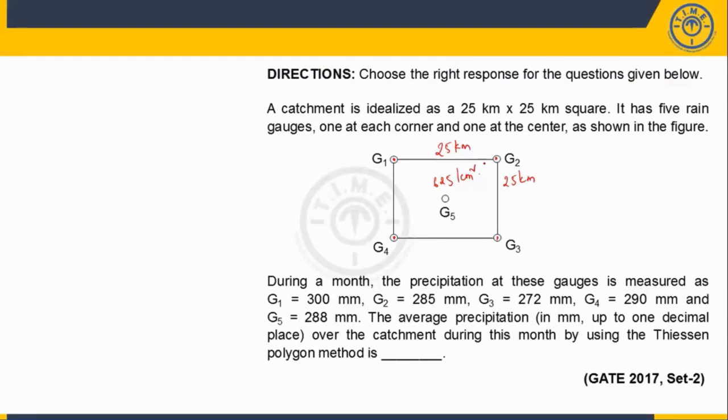It has 5 rain gauges, one at each corner and one at the center. During a month, the precipitation at these gauges is measured as precipitation at gauge 1 300 mm, Z2 285, Z3 272, Z4 290 and Z5 is 288 mm. The average precipitation over the catchment during this month by using Thiessen polygon method is. How do we do this? Tell me.